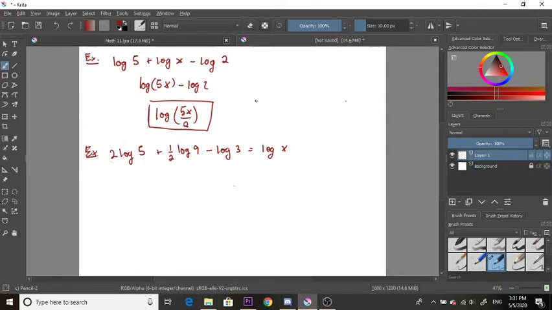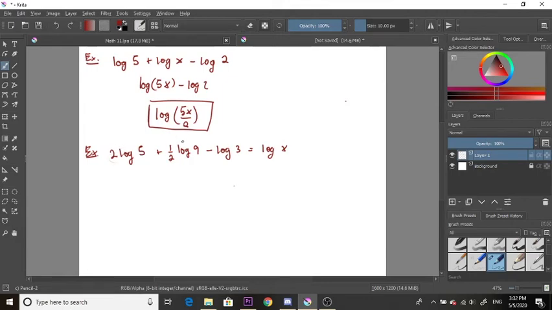Now let's take a look at where we're solving for something. So here we have 2 log 5 plus 1/2 log 9 minus log 3 is equal to log x. Now you have to be careful, make sure all the logs have the same bases. Luckily, for both of these examples, the bases are all the same. Otherwise, you wouldn't be able to do this kind of thing. They have to have the same base.